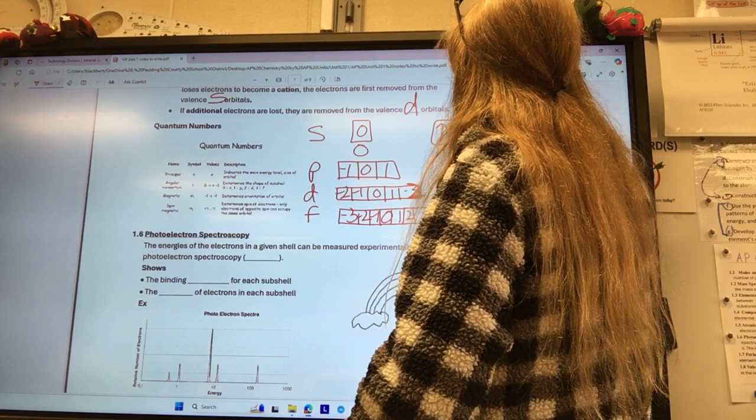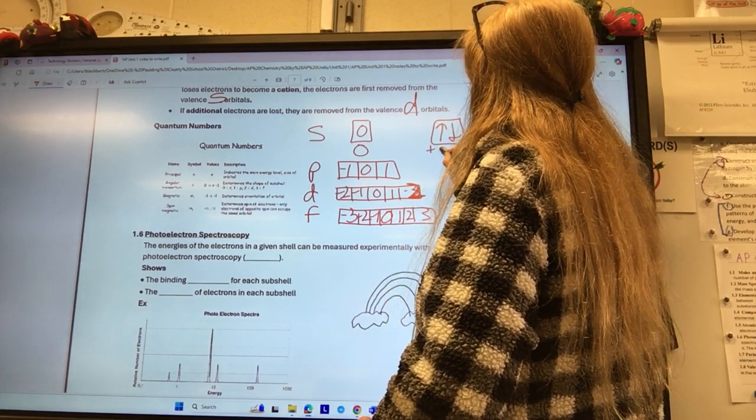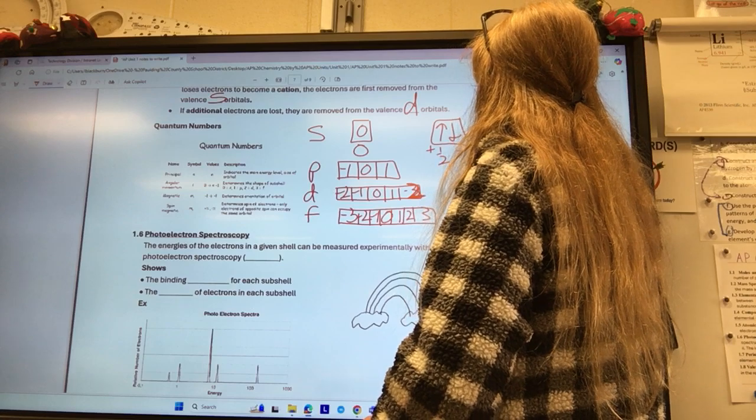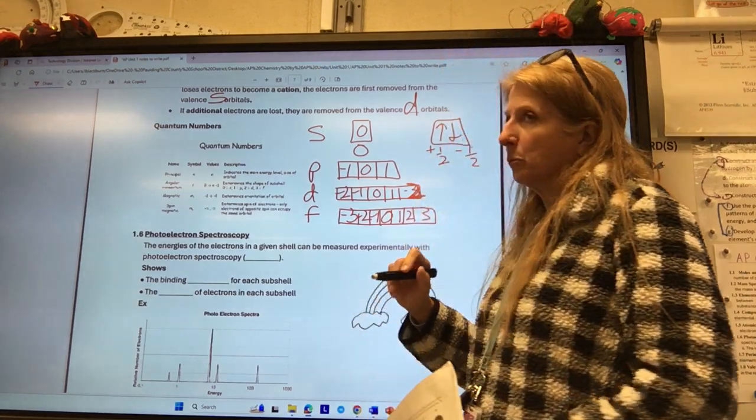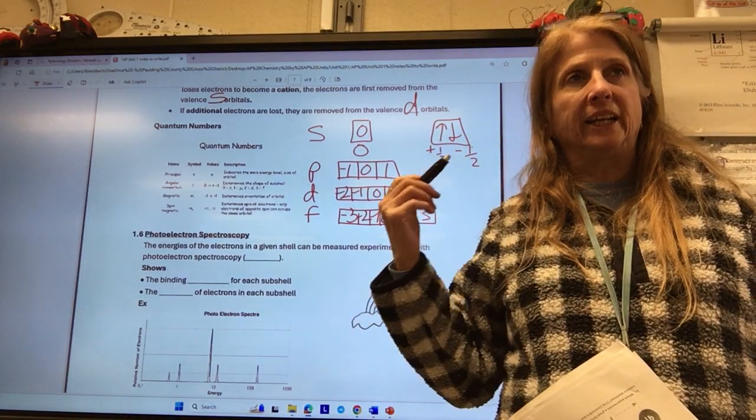And then the last one, when you put in the arrows, you go up first and down second. Up is plus a half, and down is minus a half. It's showing the difference between the one going clockwise and the one rotating counterclockwise.